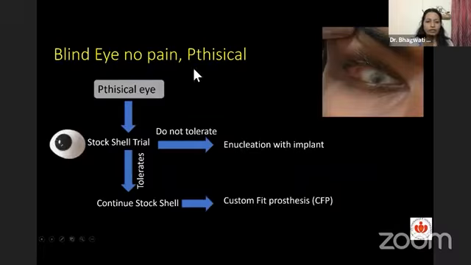Now, this is a blind eye with no pain, but a phthisical eye. So in this, we can give a shell trial to these patients. If the patient tolerates the shell, then you can continue with the shell. If it is not matching with the other eye, then you can send him to the ocularist to get a custom fit prosthesis. In case the patient does not tolerate the shell, then we can go ahead with enucleation with implant.